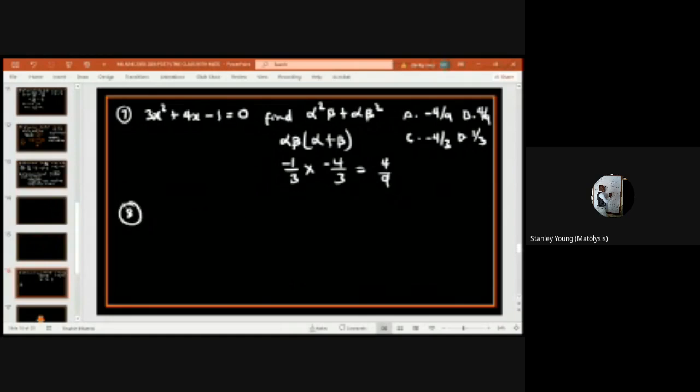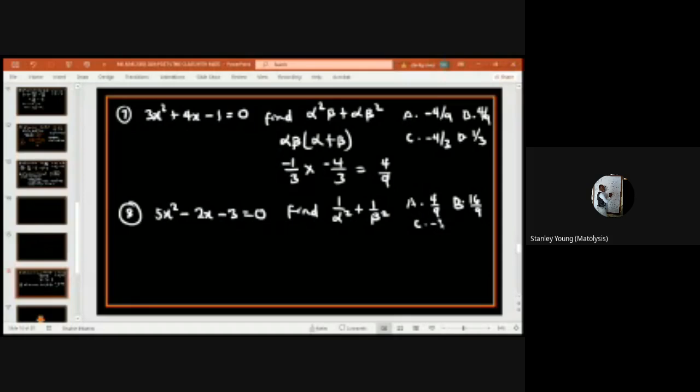Number 8. Okay, we have 5x squared minus 2x minus 3 equals 0. The question wants you to find 1 over alpha squared plus 1 over beta squared. Options supplied: A, 4/9, 16/9, that's B. C, you've got -34/9. And D, you have 34/9.